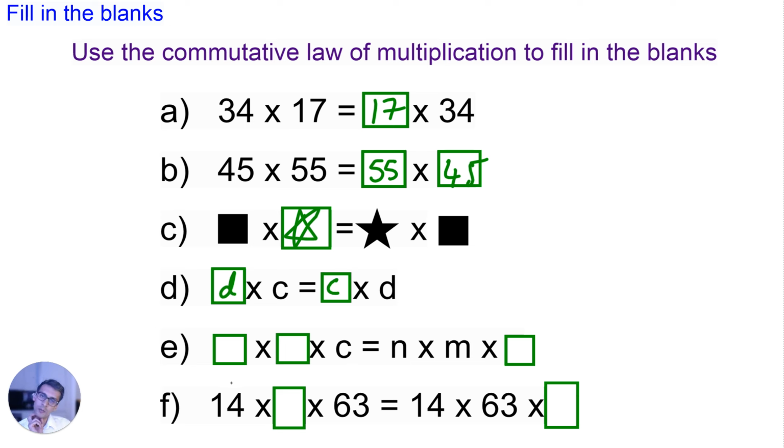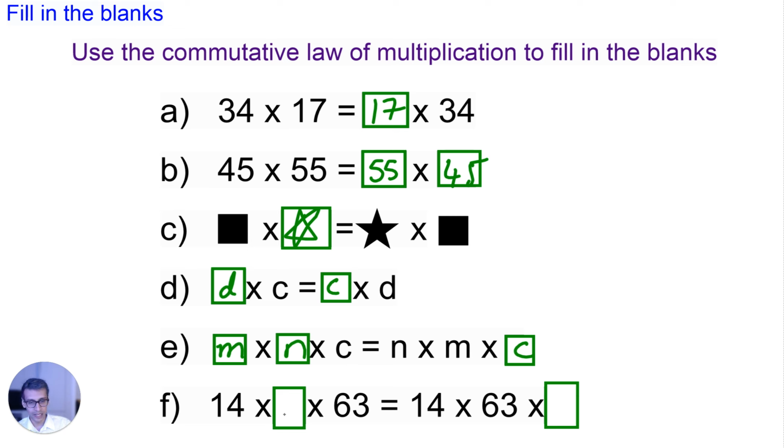Now, the commutative law of multiplication, just like addition, it does apply if you have more than two numbers, but generally, because we say it applies to two numbers, we can actually just apply it individually to each pair. So in this case, n times m, that's going to have to be a c, and then we've got m and n. So you can see we've changed the order around, but only because they're all multiplication. If there was some addition and subtraction thrown in there, then it wouldn't work.